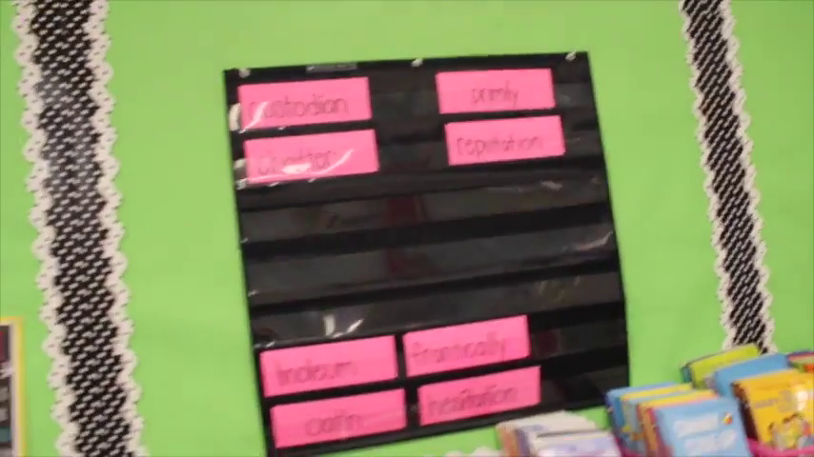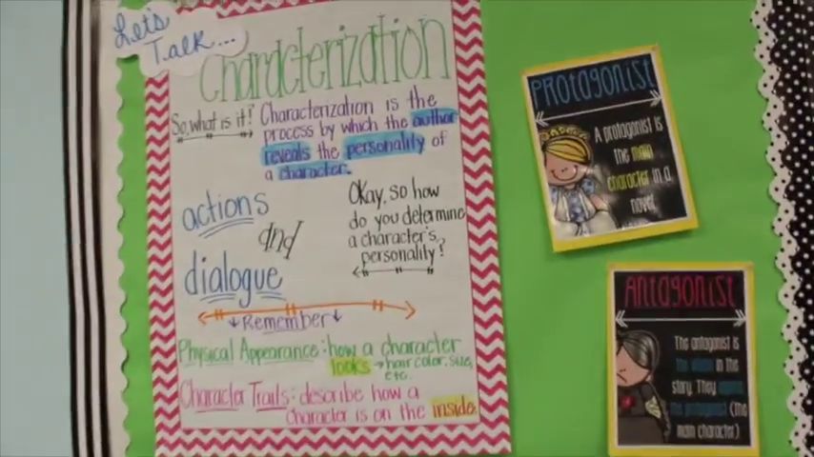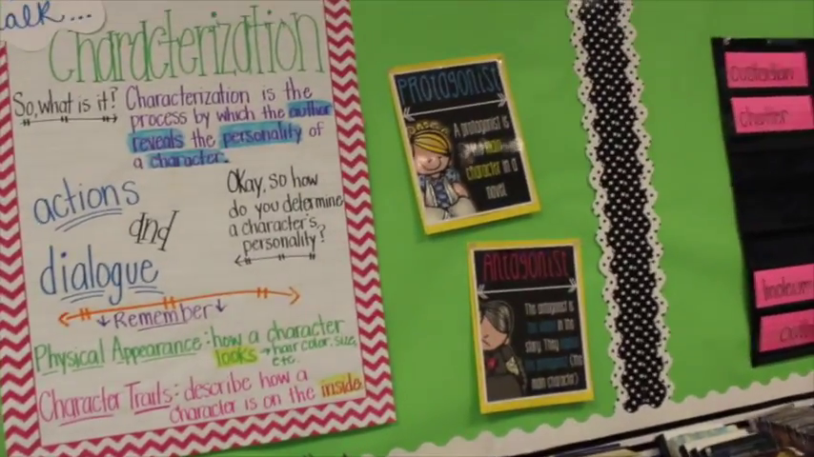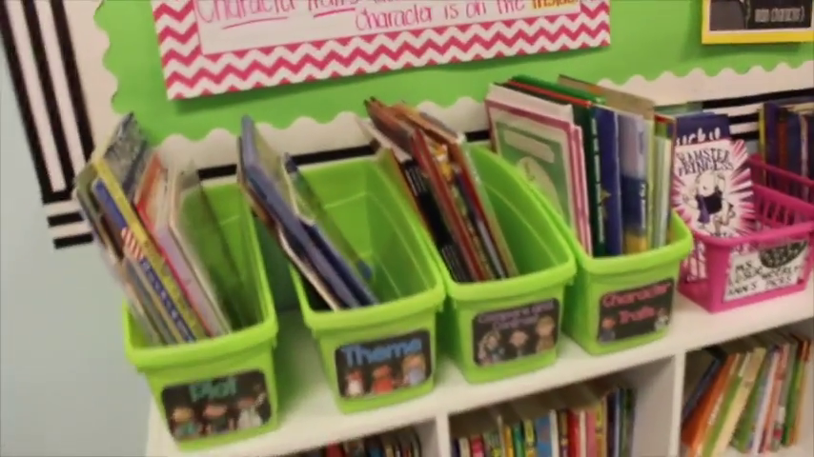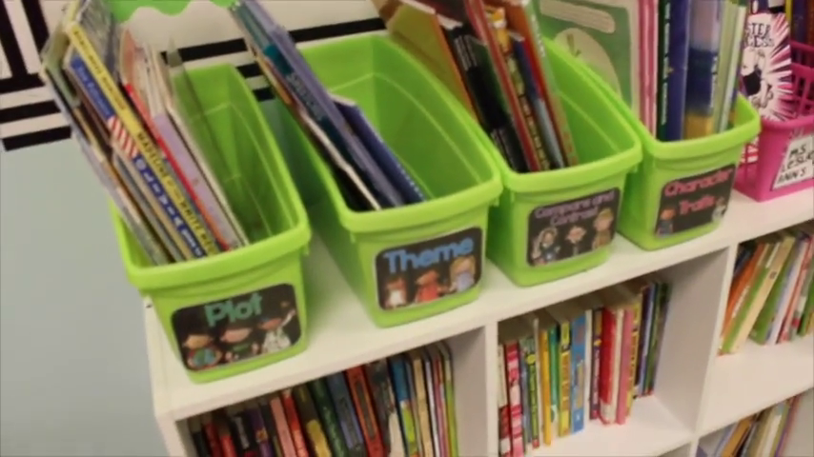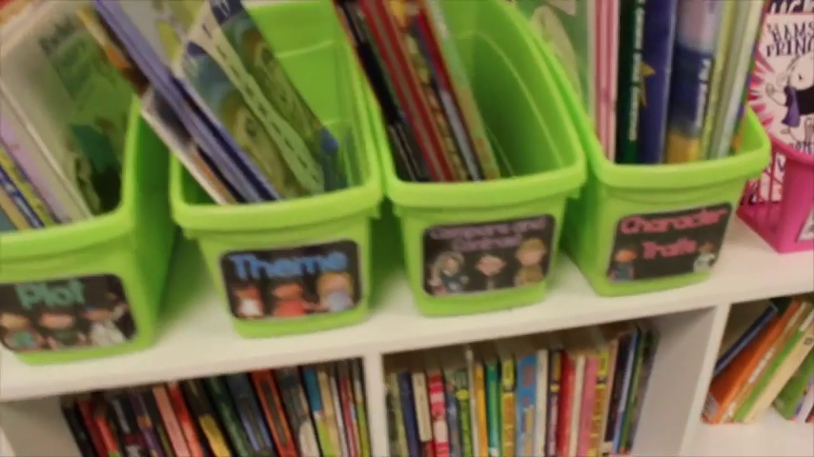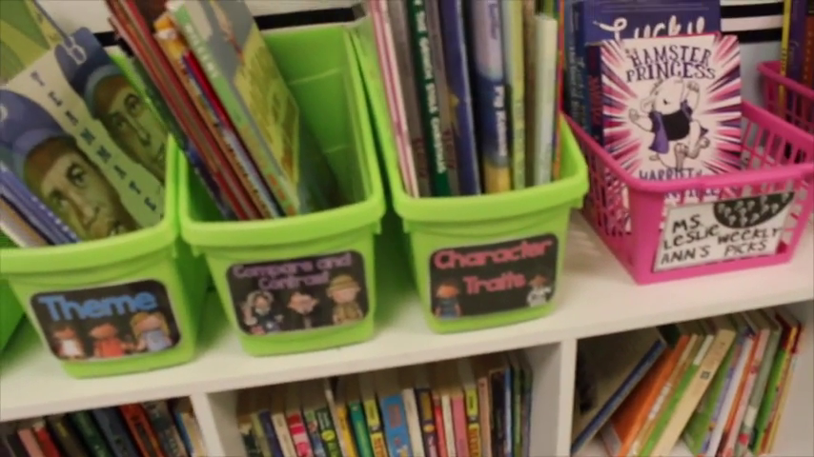But these are our first vocabulary words that go with Frindle. And then our first comprehension skill is characterization, and we talk about protagonists and antagonists, so we have those reminder charts there. Then here we've got picture books that I use to teach certain comprehension skills.